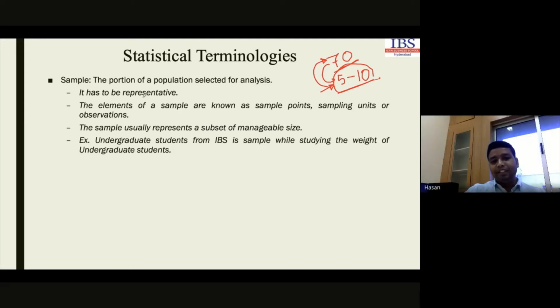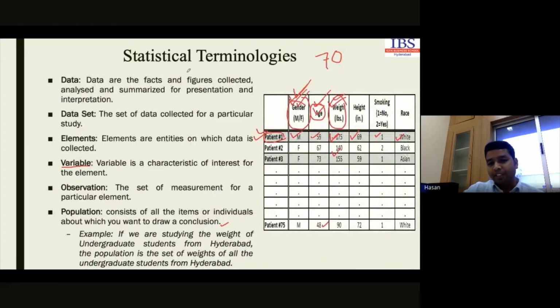The elements of a sample are known as sample points, sampling units, or observations, whatever elements we have considered here. We can take the example in this table. We have 75 patients, and if we are going to judge a particular point over the 75 patients, we may judge 5 patients and say that all the 75 patients are like this.